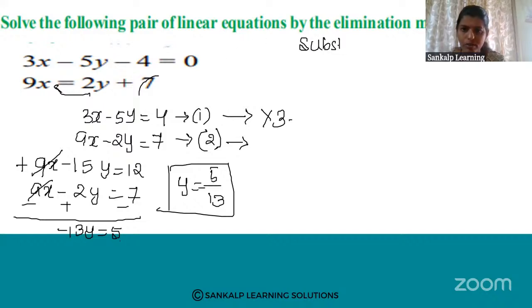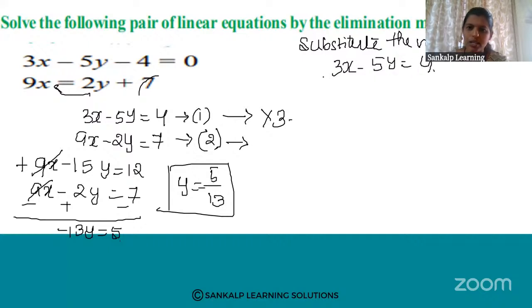Substitute the value of y in equation number 1, right? So equation 1 is 3x minus 5y is equal to 4. 3 into x minus 5 into y value is minus 5 divided by 13.